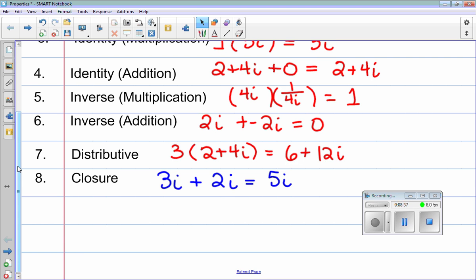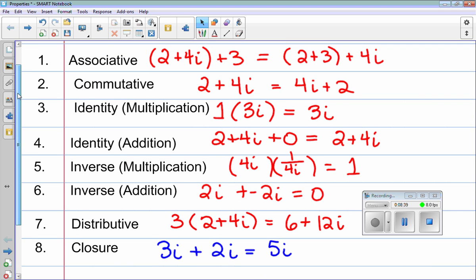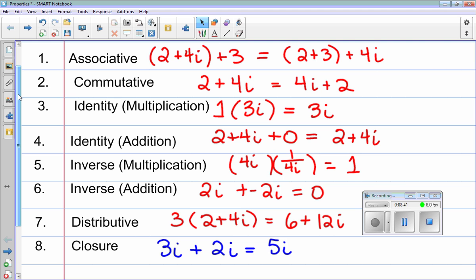Okay? So those are your properties. You will have to identify them. And I hate to say the word memorize, but unfortunately that's kind of where we're at. And we're going to need to memorize those. Those will be on Tuesday's test.